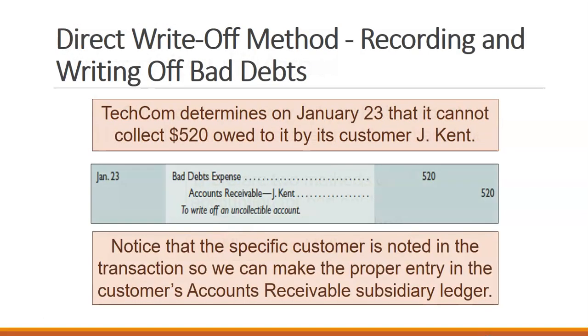The direct write-off method, we record and write off a bad debt. So we have a customer that owes us $520 and we've determined that they can't pay it. So we write that off as a bad debt expense and we clear their account receivable. The specific customer is noted in the journal entry so that that entry gets placed on that customer's subsidiary ledger account.